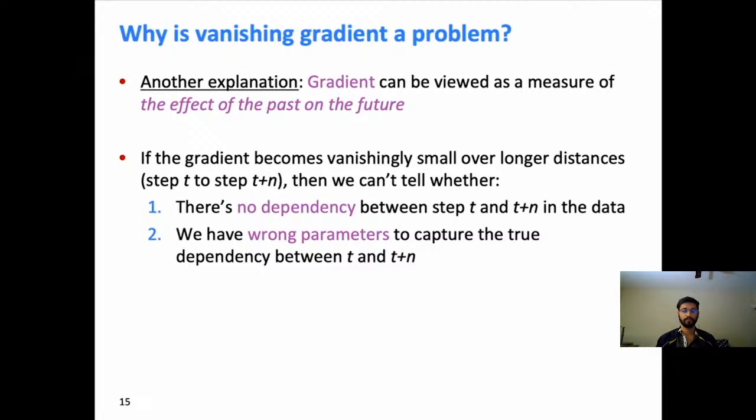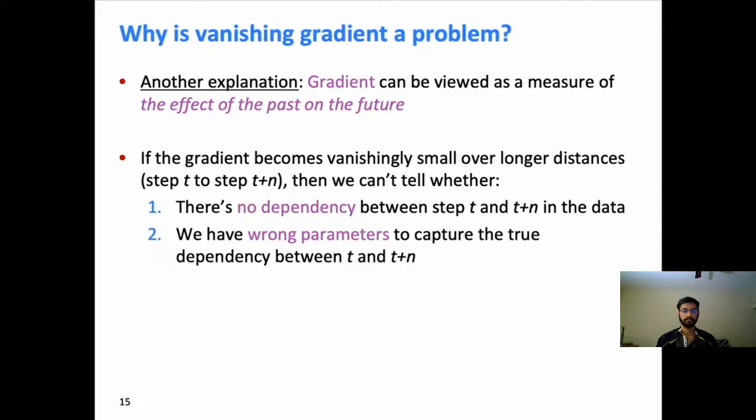So the first situation is maybe there's no dependency between step t and step t plus n in the data. So perhaps we're learning on a task where there truly is no connection or relationship to be learnt between what happens on step t and what happens on step t plus n. So there truly is nothing to be learnt, and it's actually correct that there should be small gradients with respect to those two things.